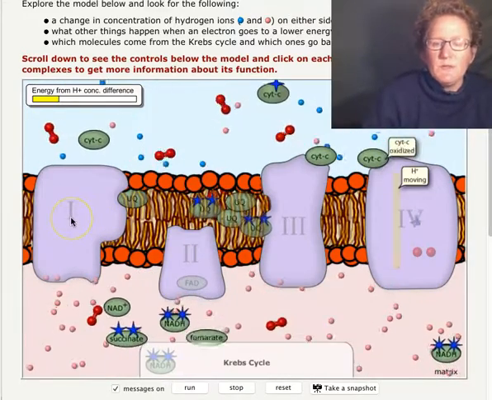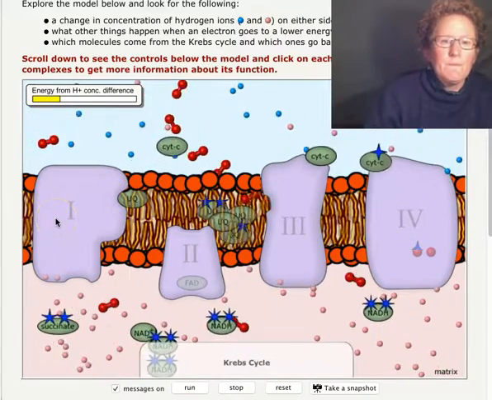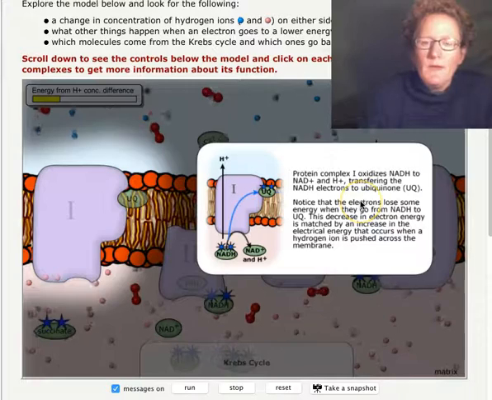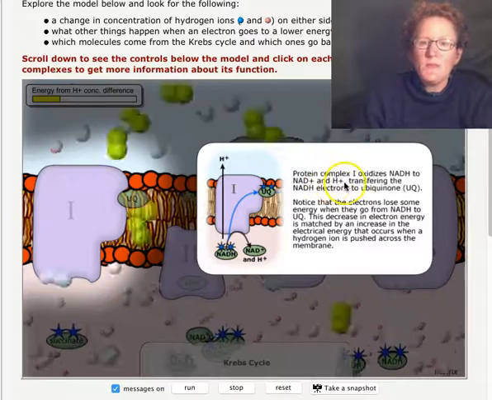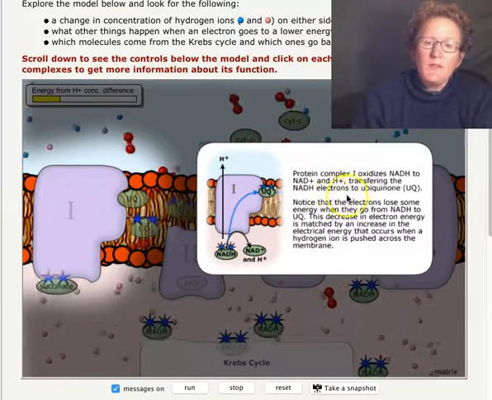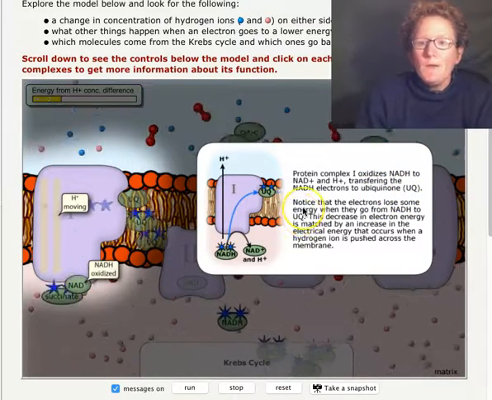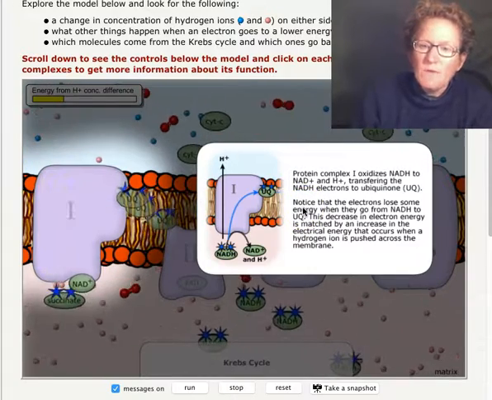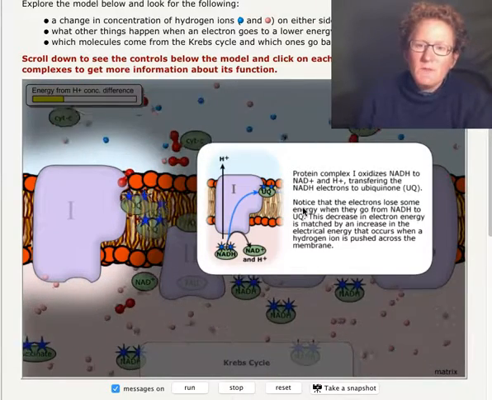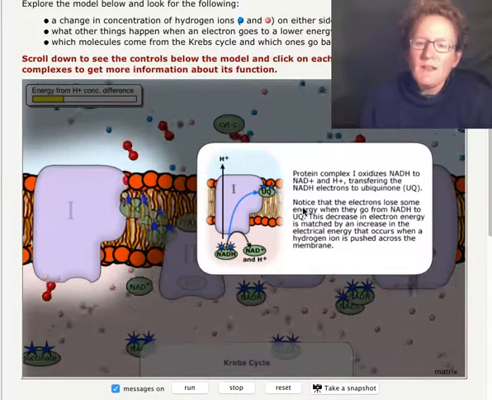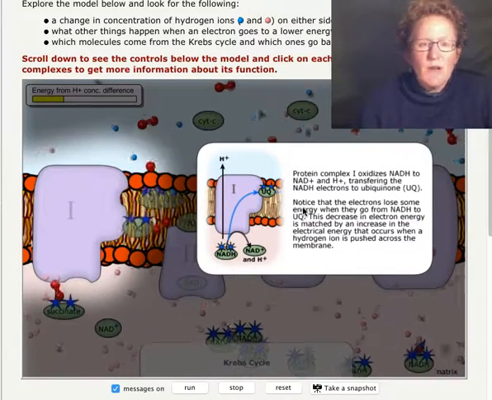Let's look at each of these protein complexes. It oxidizes NADH to NAD plus and H plus, transferring the NADH electrons to ubiquinone, that's the UQ. Notice that the electrons lose some energy when they go from NADH to UQ. This decrease in electron energy is matched by an increase in the electrical energy that occurs when a hydrogen ion is pushed across the membrane.